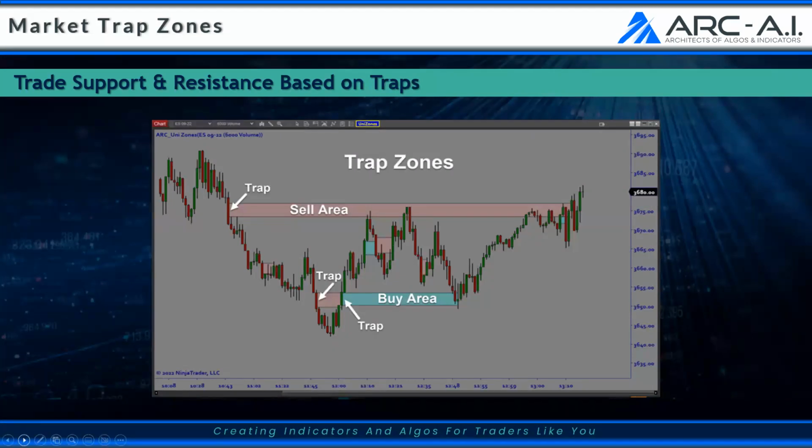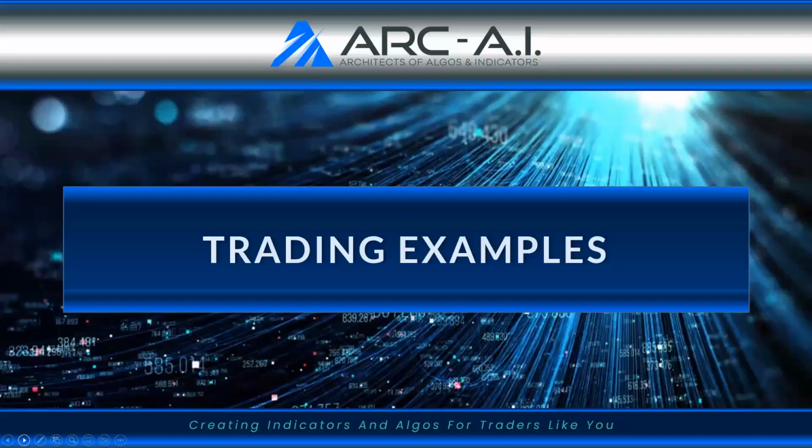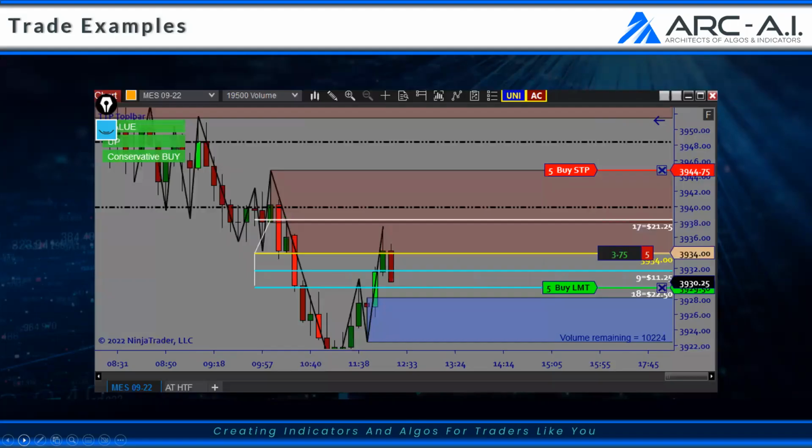Trap zones, we also have trap zones if you want to trade these. These are good to know if you're trading into them. It's just good to know where that's at. Supply and demand, it's just showing you the zones again. We already looked at, and here's some trade examples. These are some of our traders using this tool to take profitable trades.